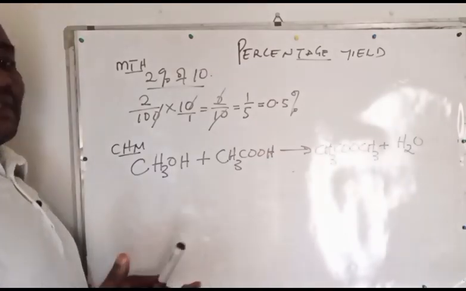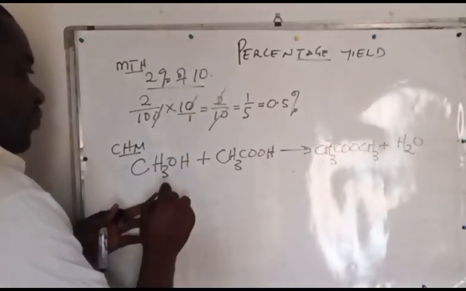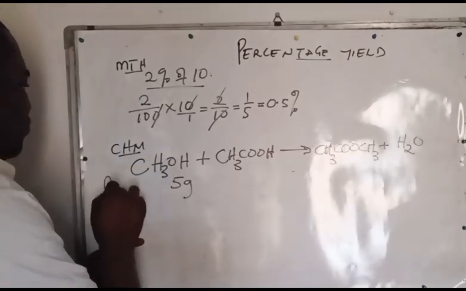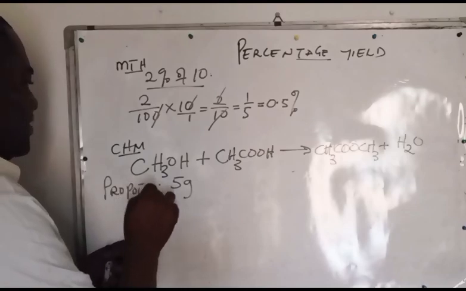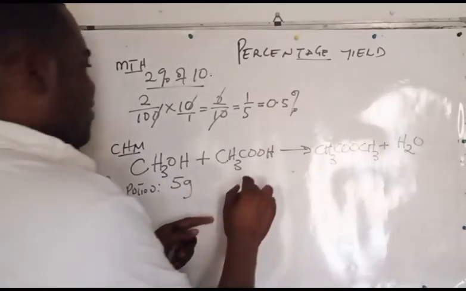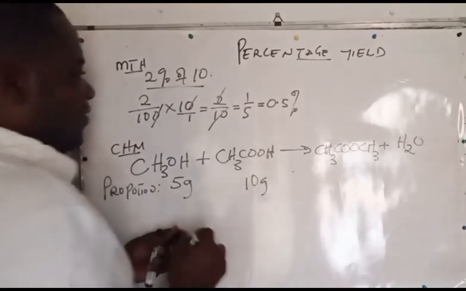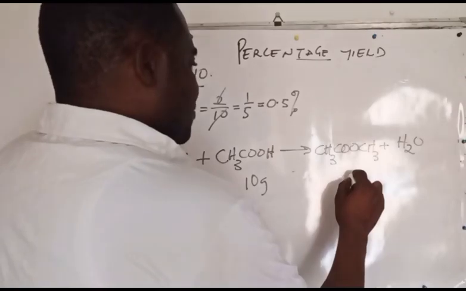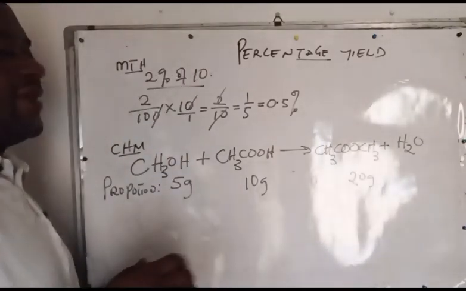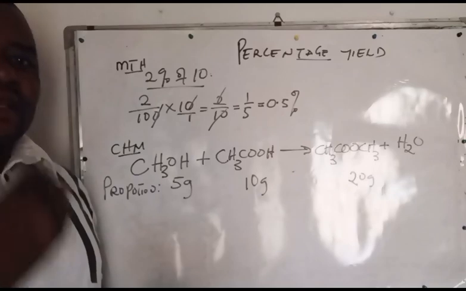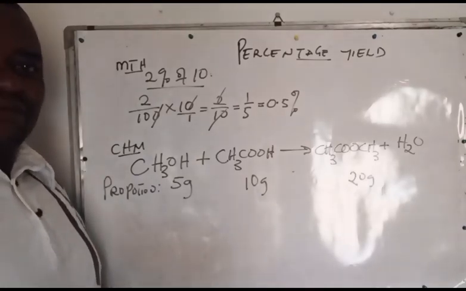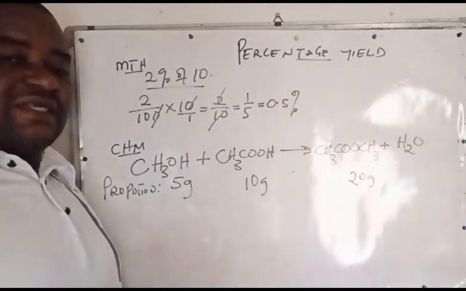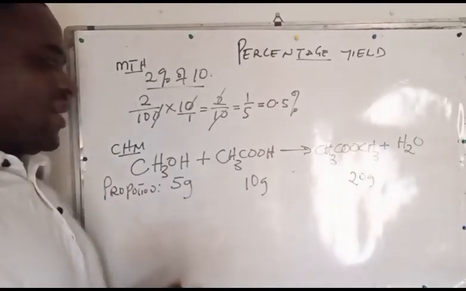Now let us say by proportion, 5 grams of ethanol reacted with 10 grams of ethanoic acid, and the ester that was formed was 20 grams. That is by proportion. Now in the experiment itself, the experimentation was carried out, and these were the actual amounts that went into the reaction.